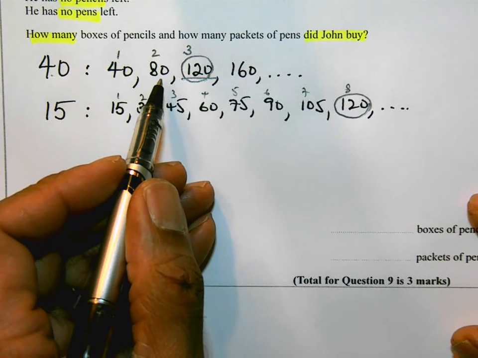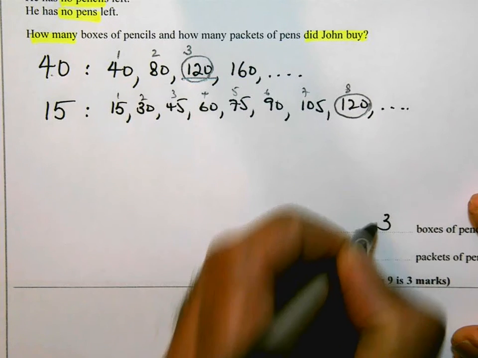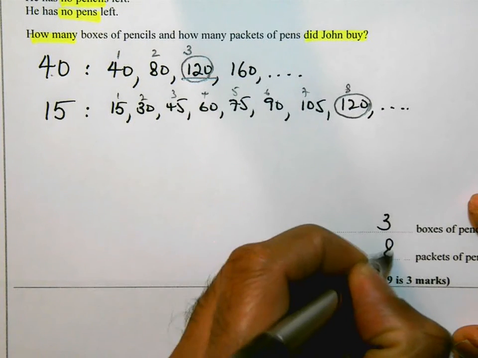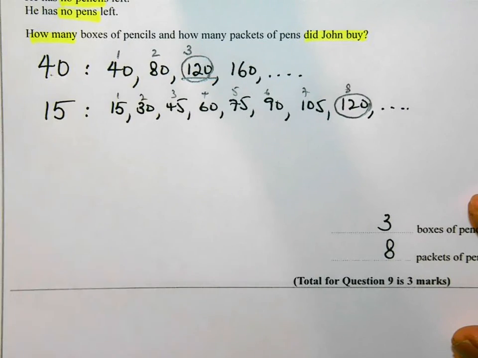Make sure you get these in the right places. There were 3 boxes of pencils. I'm going to write 3 there, and 8 packets of pens. Make sure you give the information in the correct space. You understand exactly what's necessary, and you do this question in a sensible way.